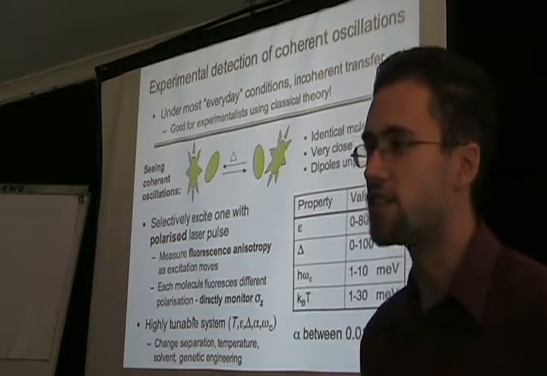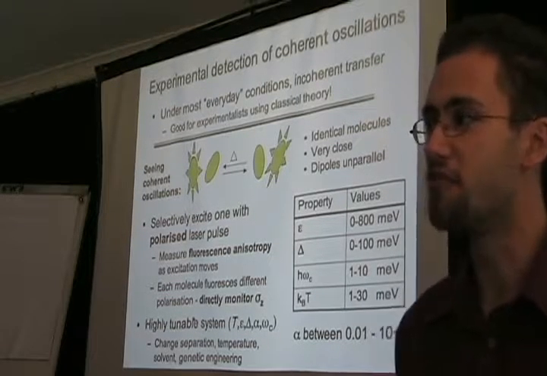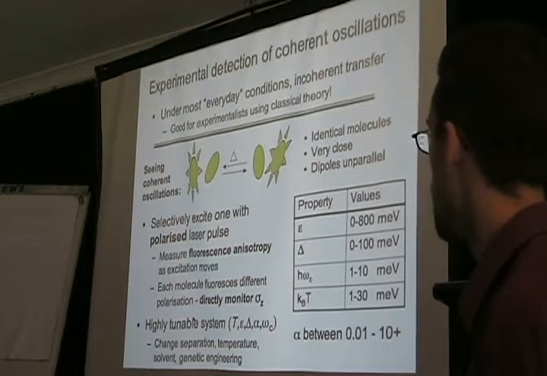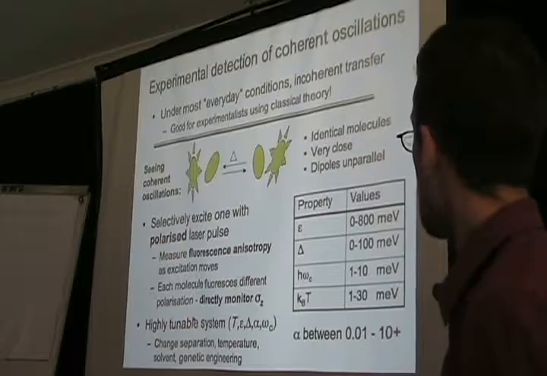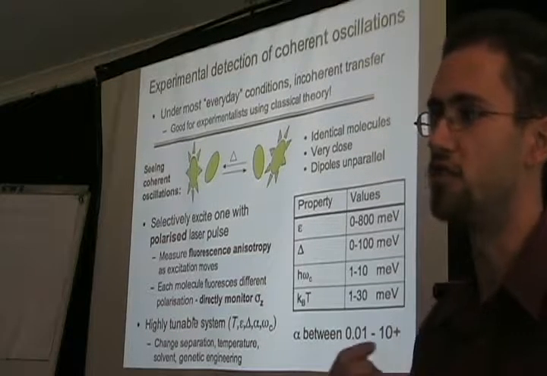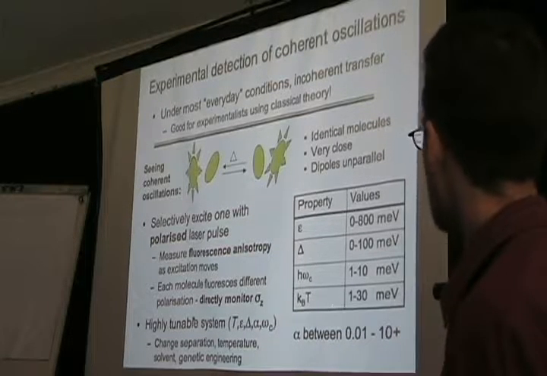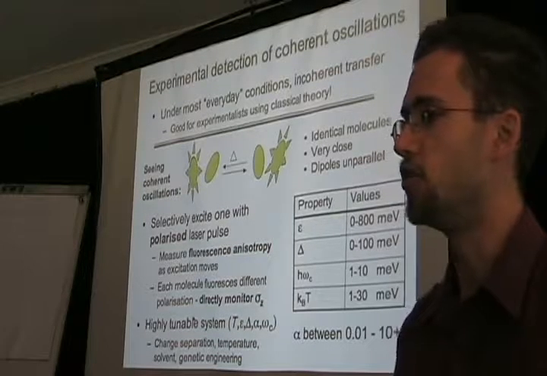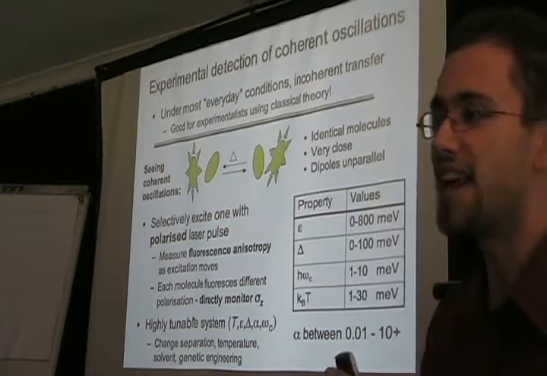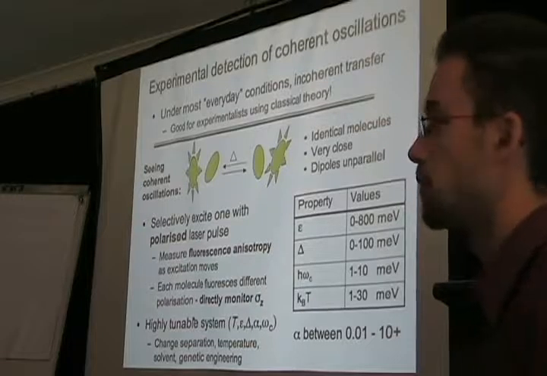And what's great for physicists is this is a highly tunable system, and relatively easy. We can change the separation of the molecules, we can change the temperature, we can change the solvent. We can also engineer different chromophores that have slightly different properties, so different dipole moments, different energies. And these parameters can take a huge range of values over typical systems. So for physicists interested in when we have classical or quantum behaviour and the transition between them, these might be really good systems for us to play with.